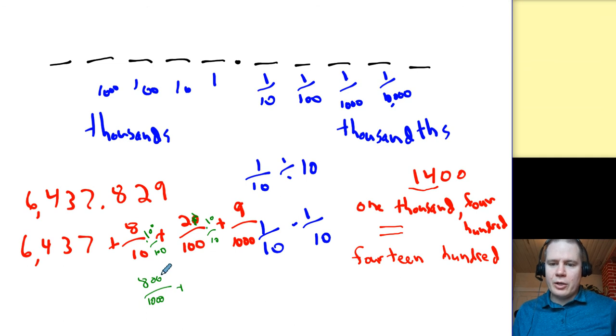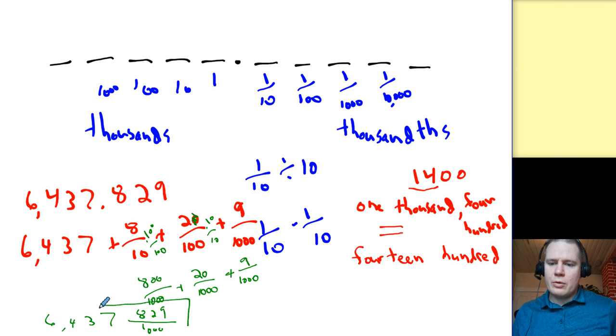So that's 800 thousandths, 2 times 10, 20 thousandths, and 9 thousandths. In other words, if I use thousandths as my unit, 800 plus 20 plus 9, that's just expanded form, 829 thousandths. And there's our mixed number.